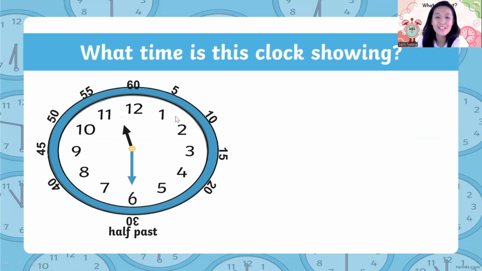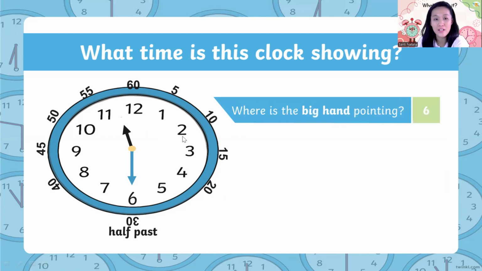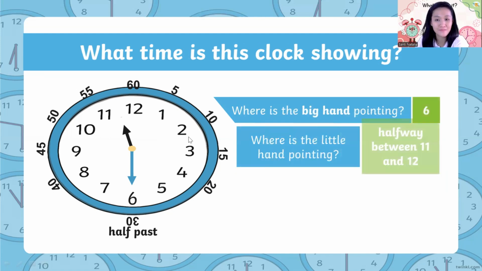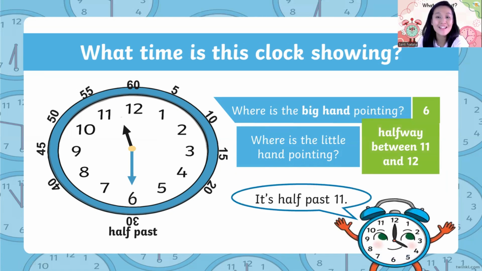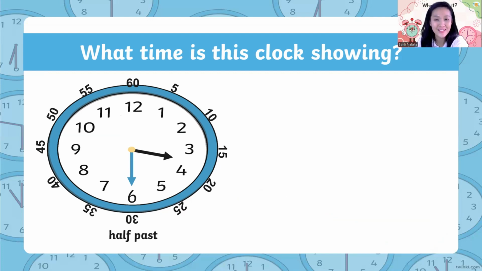Let's try again. What time is this clock showing? The long hand is pointing at 6, so half past. And the short hand between 11 and 12. So what time is it? It's half past 11. That's good. 11:30.